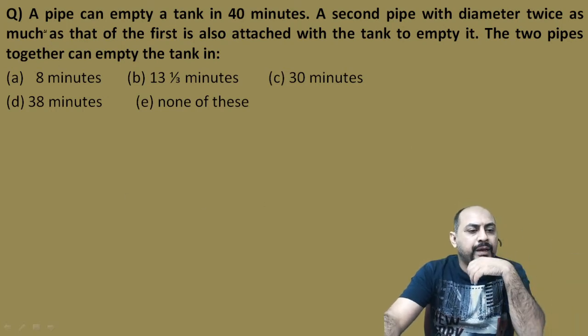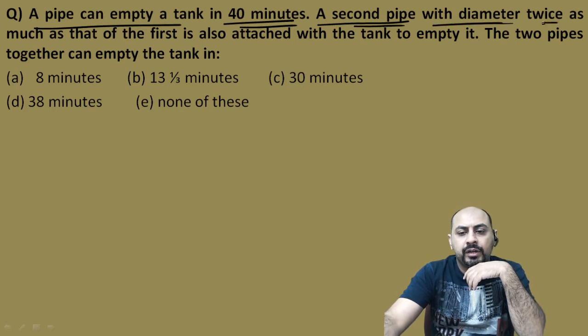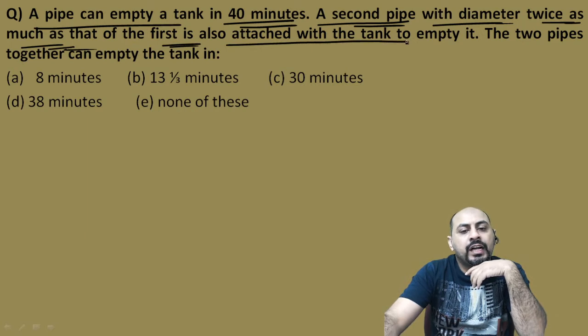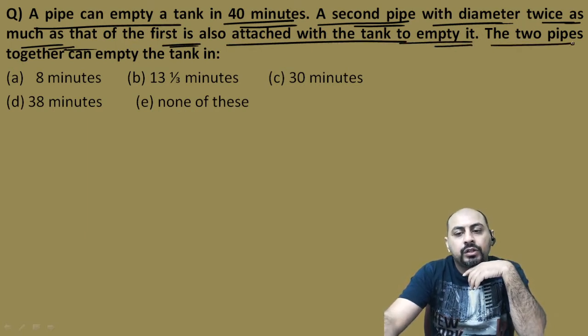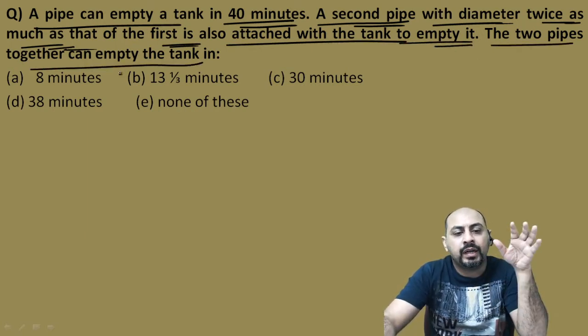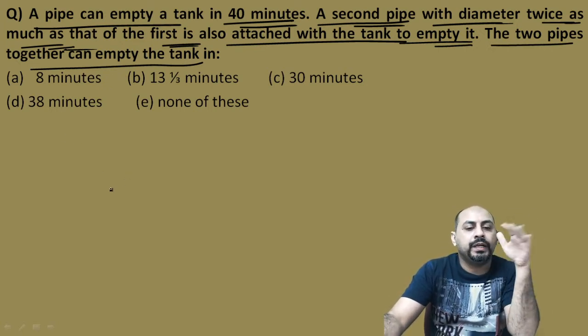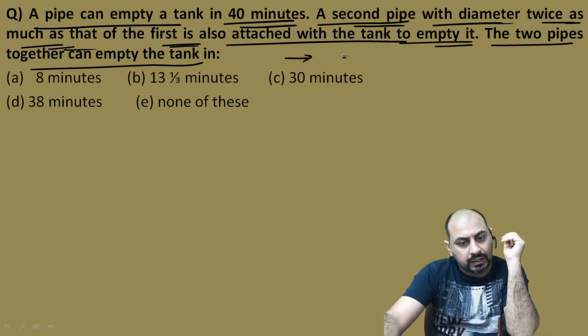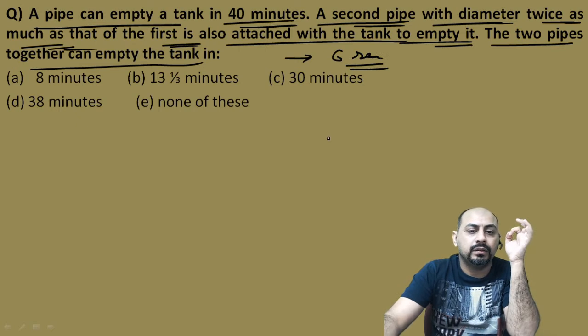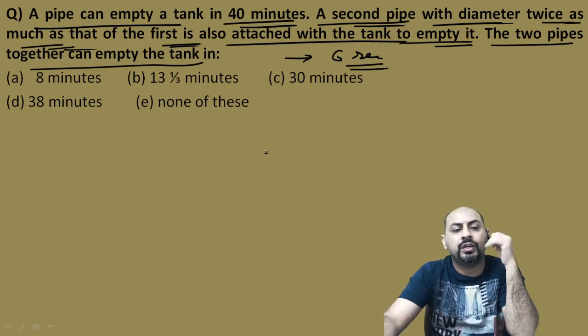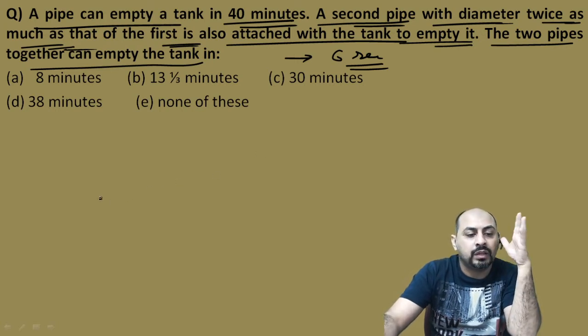The question says a pipe can empty a tank in 40 minutes. A second pipe with diameter twice as much as that of the first is also attached with the tank to empty it. The two pipes together can empty the tank in how many minutes? Now, please remember this is a 6-second question, not more than this. 1, 2, 3, 4, 5, and 6, and you are done with your answer.